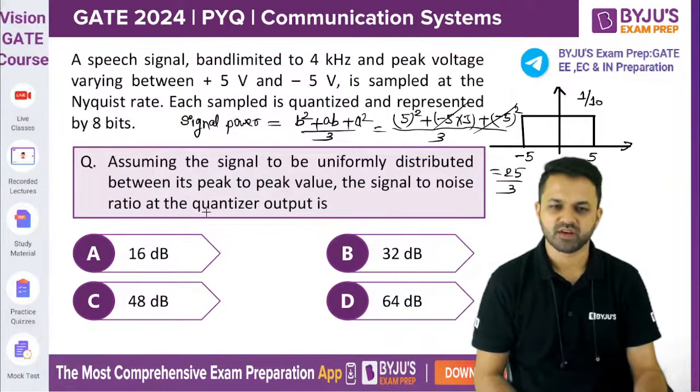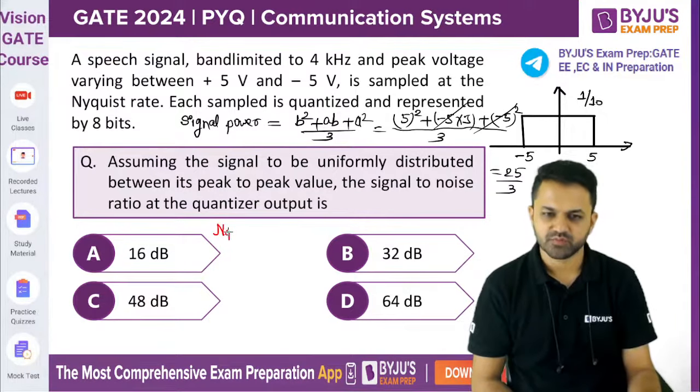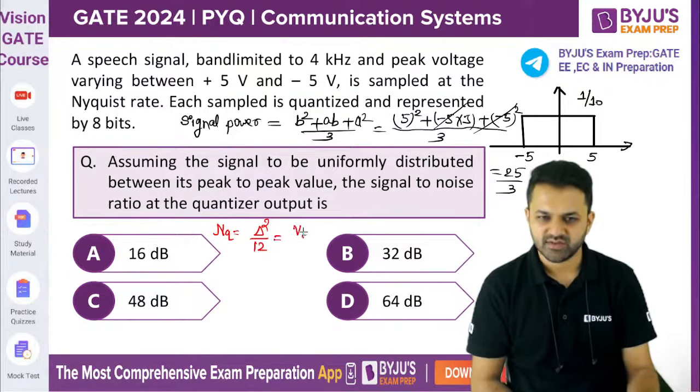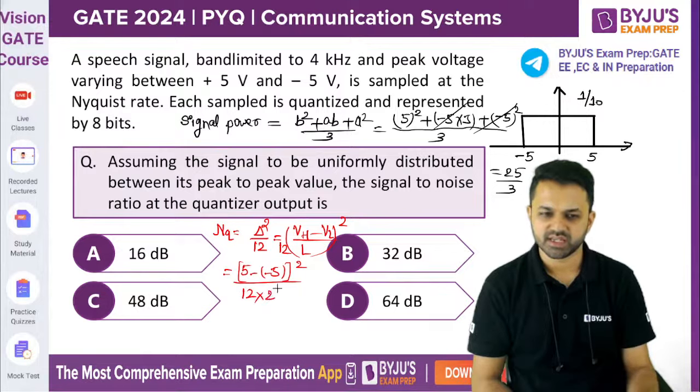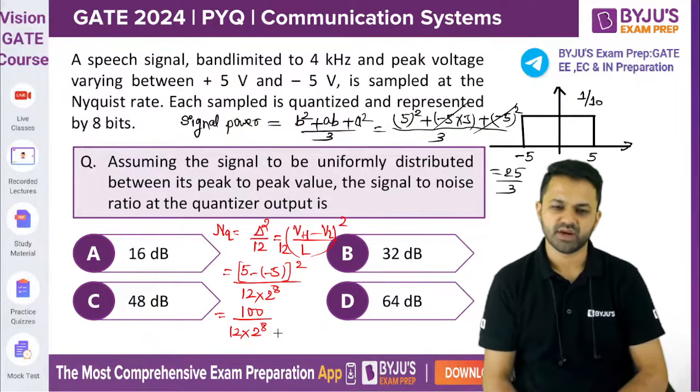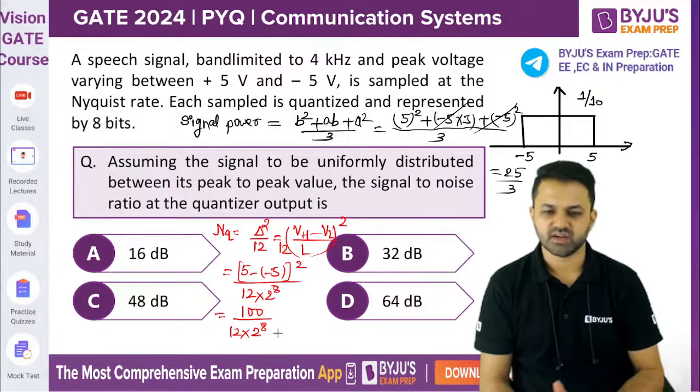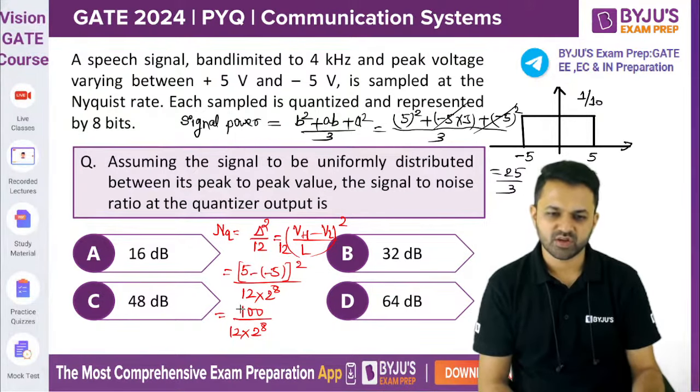What about the noise power? The noise power NQ is nothing but delta square by 12. The highest value minus the lowest value divided by L is the step size, whole square, divided by 12. Highest value is 5, lowest value is minus 5, so 10 whole square divided by 12 into L, that is 2 to the power 8. So this is 100 upon 12 into 2 to the power 8. When you solve it, you will get 3 and 25.